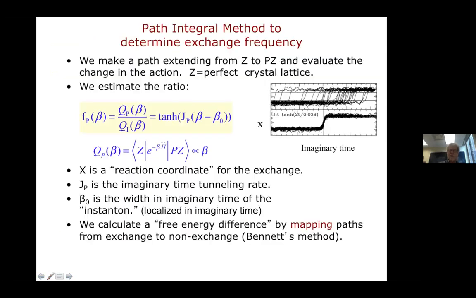Or you could say in terms of this picture, this ratio here is the probability that a system would naturally want to exchange in imaginary time. It's the rate of exchange. So there's a close connection between the rate of exchange in imaginary time or real time. They're basically governed by the same J.